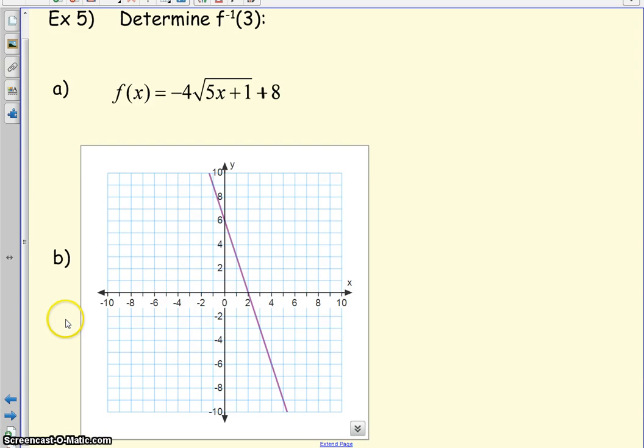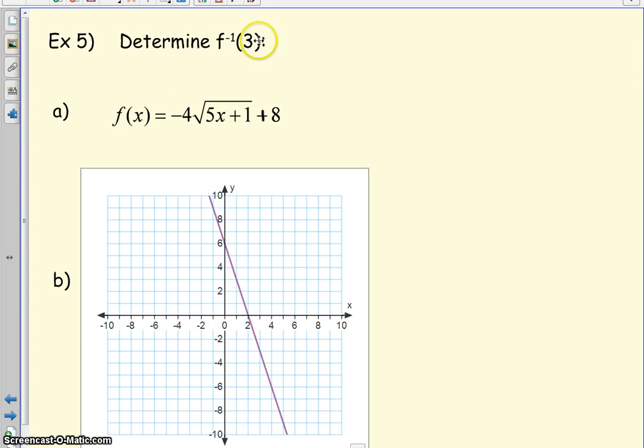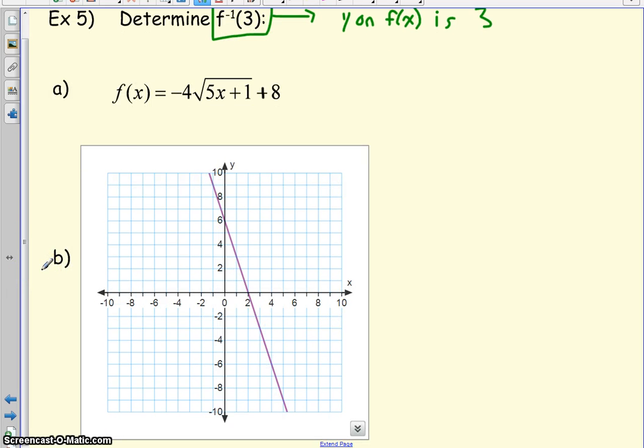Last but not least, two little questions to do here. This one wants us to find f inverse of 3, which means the x value on the inverse is 3, which is the same thing as the y value on the original function f of x being equal to 3. I want you to try and solve these on your own first. Once you have them solved, push play and we'll go through the answers together, and that'll be it for the lesson.